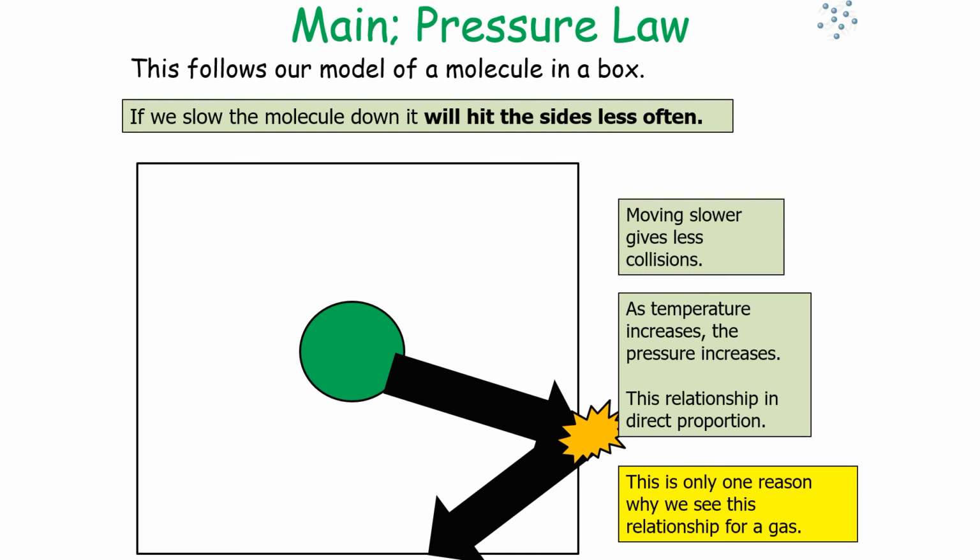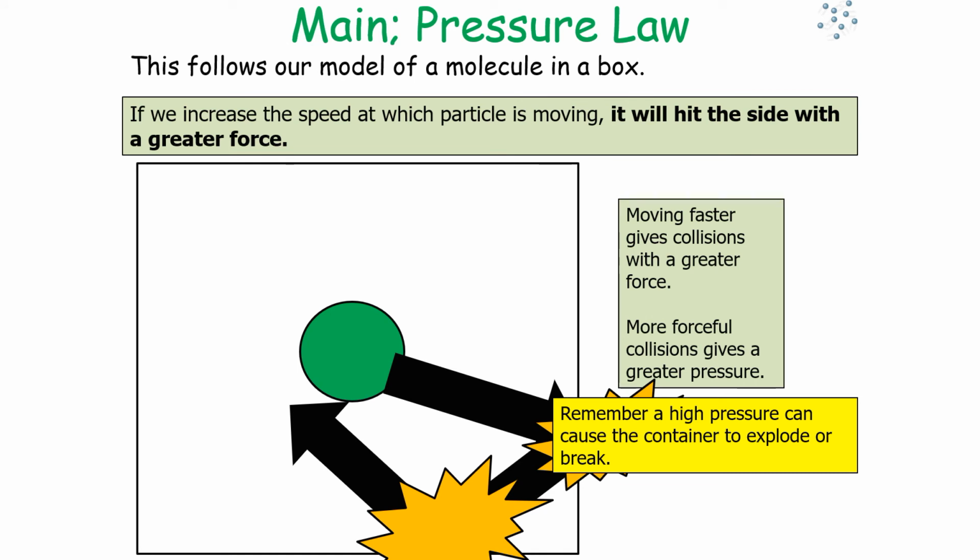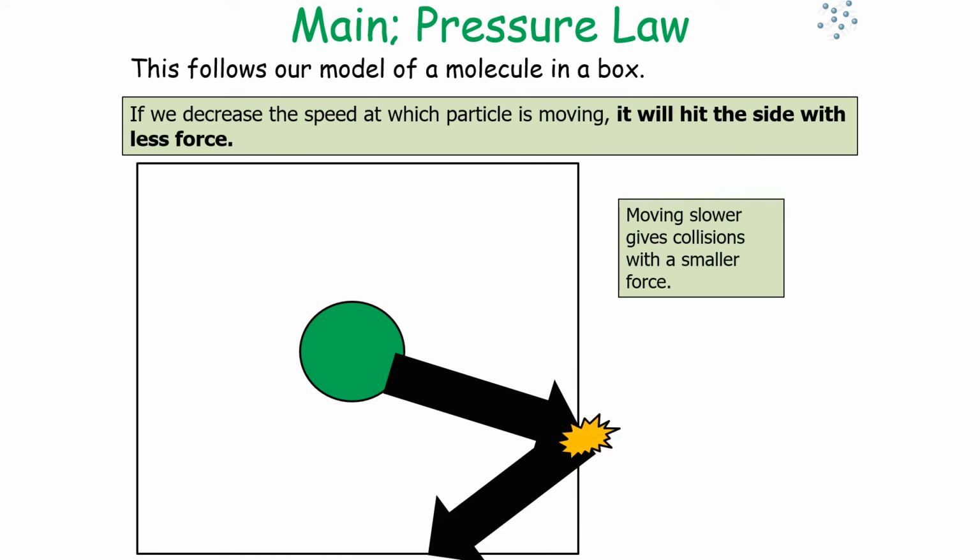But that's only one reason why we see this relationship. Because as well as when you move faster, you will hit the side more times, you'll also hit the side with a greater force. So moving faster gives the collisions a greater force as the particles hit the side of the container. Now more forceful collisions gives a greater pressure. Now again, remember, a high pressure can cause the container to explode or break, whilst moving slower gives collisions with a smaller force. So what this means is if the temperature decreases, not only do the number of collisions every second go down, but the force with which the collisions take place also goes down.